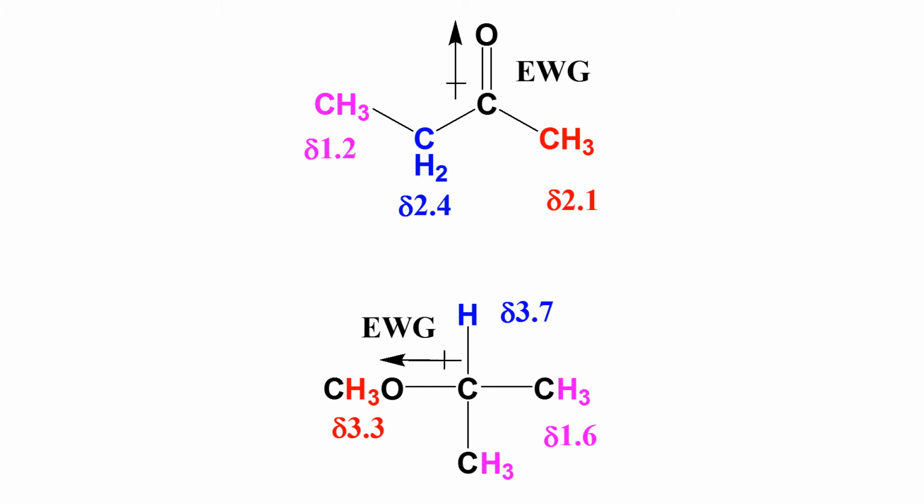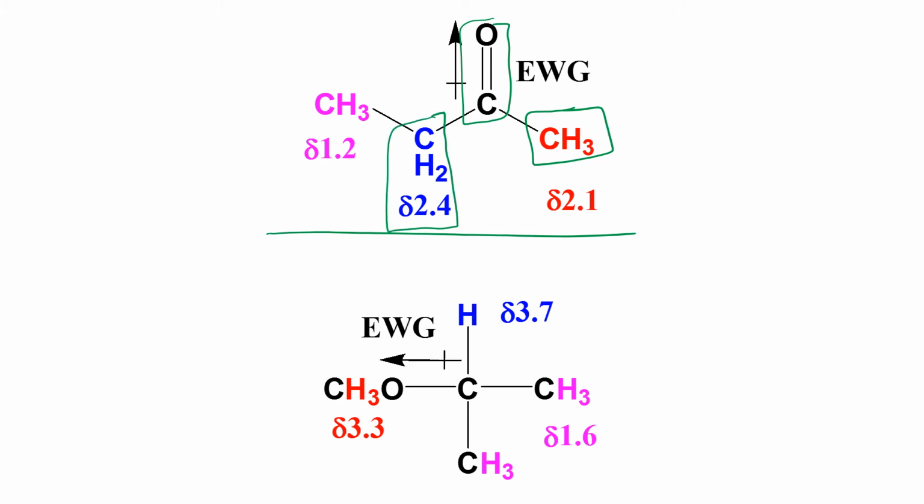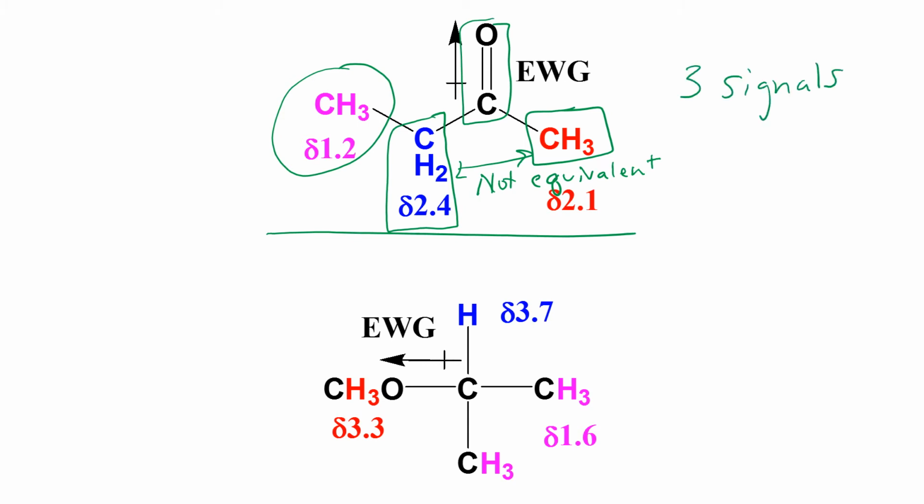Now that you know a little bit about shielding and de-shielding effects, let's go back to predicting the number of signals that we would expect to see. And so if you take a look at this ketone at the top, you'll notice that these methyl protons, being right next to the carbonyl, are going to experience some de-shielding because of the electron withdrawing nature of the carbonyl. However, the protons on this side, even though they're situated the same distance from that group, having the methyl group here makes them different. They're not sitting in the exact same local environment as the protons in red. So these are not equivalent. And so overall, we would actually expect to see 3 signals here, one from the red, one from the blue, and one from the pink.